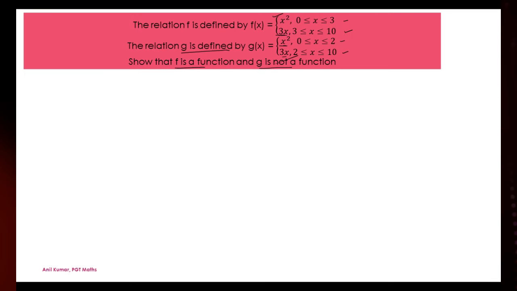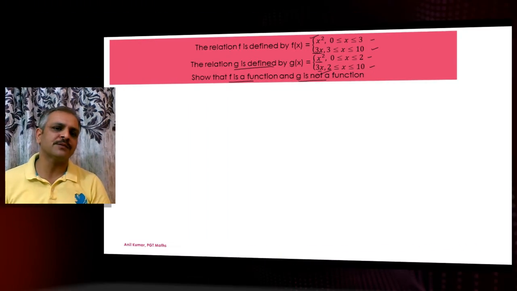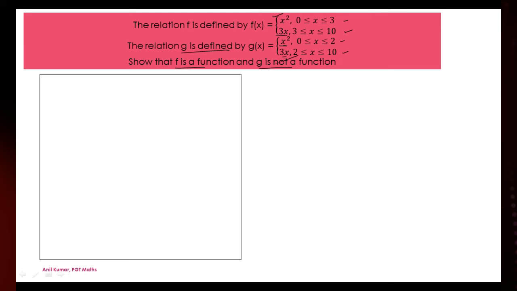See, if you remember, dear children, we discussed when our relation will become a function. If it satisfies two conditions: first, for every element of x there must be an image, and second, every image must be a unique one, that is, the corresponding image must be unique. So let's check. First I am checking for the relation f.